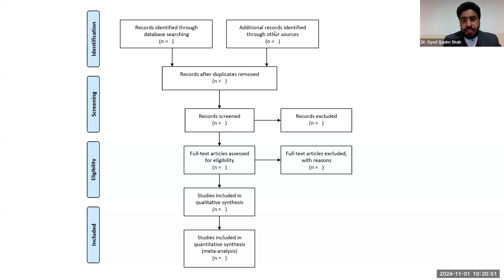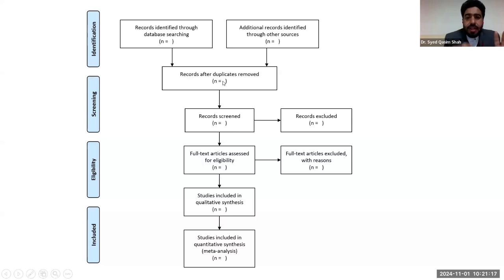And then if I am getting some records identified through other sources, let's say I'm using library archives and other things, so that becomes the total number of searches that I have collected. Then obviously, if I'm using two sources, there may be some duplicates, so I will remove them, and I will get a certain number.